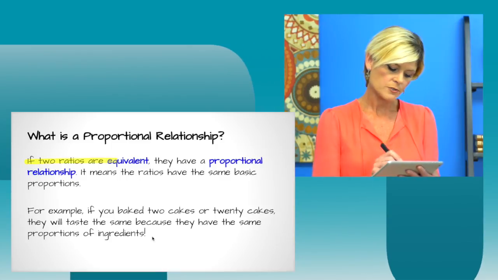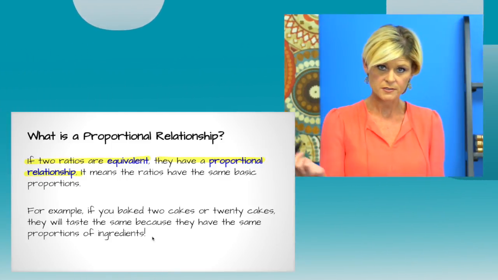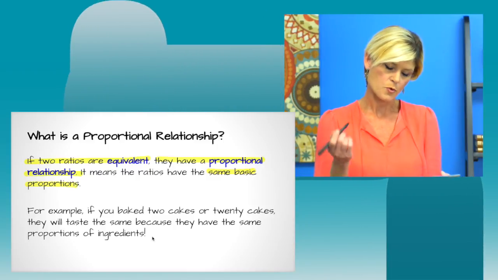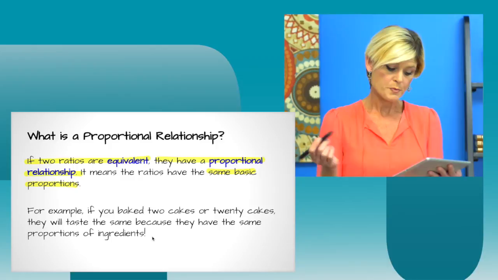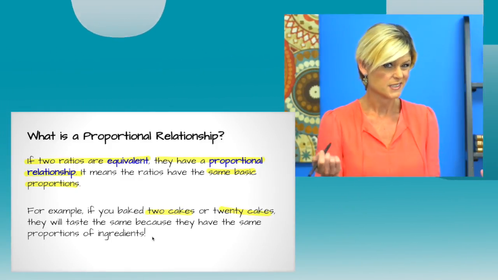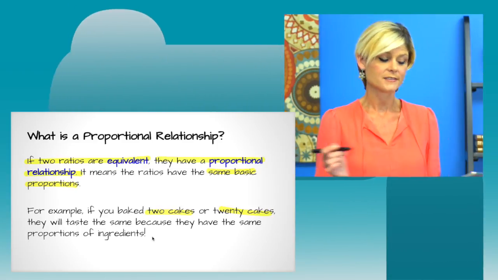Let's start by asking ourselves, what is a proportional relationship? Well, if two ratios are equivalent, they have a proportional relationship. It's pretty much as simple as that. It means that the ratios have the same basic proportions. For example, if you baked, I have it written here, 2 cakes or 20 cakes, they would taste exactly the same. Why? Because they have the same proportions of ingredients.